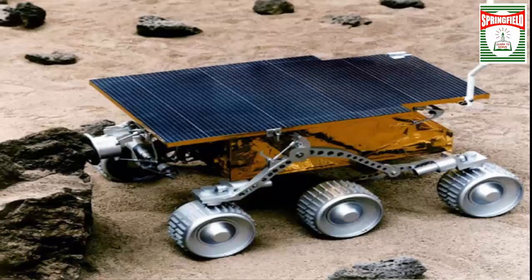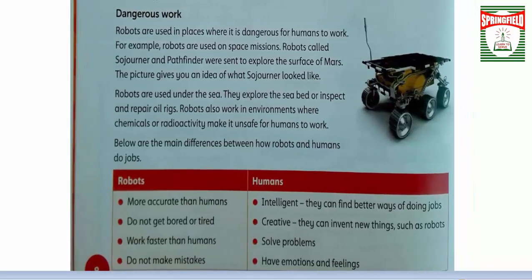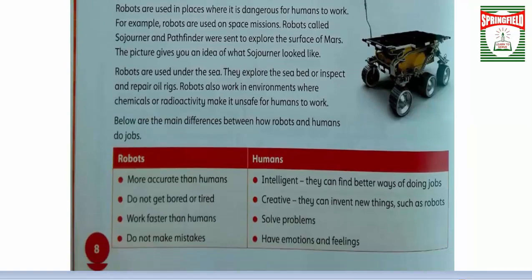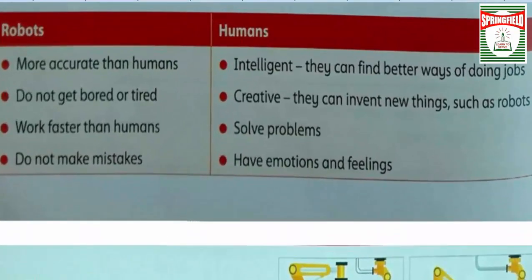So below are the main differences between how robots and humans do their jobs. The difference is clear: robots are more accurate than humans, do not get bored or tired, work faster than humans, and do not make mistakes. While humans are intelligent, they can find better ways of doing a job, and they are creative at solving problems. They have emotions and feelings.